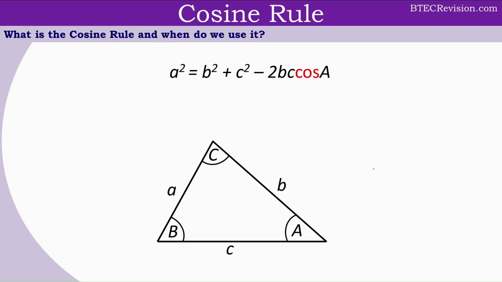Here is the equation for the cosine rule. We have a squared equals b squared plus c squared, take away 2bc cos A. This can be used to work out angles or sides of a non-right angled triangle. One thing to note here is if you wanted to work out the side a, then you would need the sides b and c and the angle capital A.